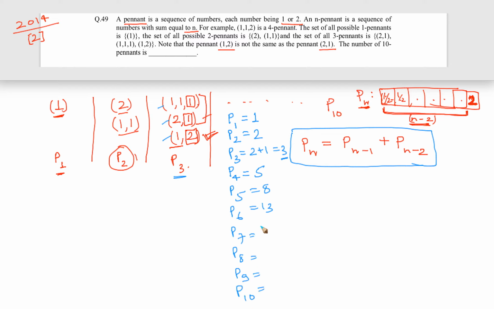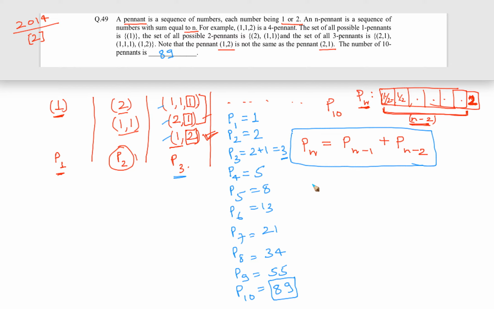And in that fashion we can compute. So 13 plus 8 is 21, plus 13 is 34. 34 plus 21, okay, it is going to be 55. 55 plus 34, which is going to be 89. So P10 is 89, and that is essentially what they are wanting as the answer. So the answer is 89.